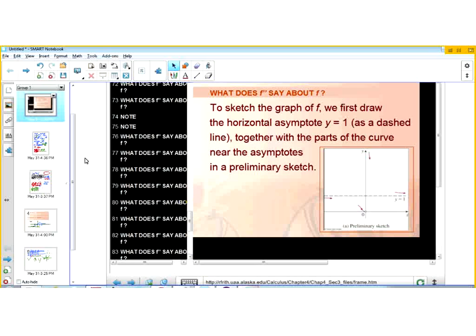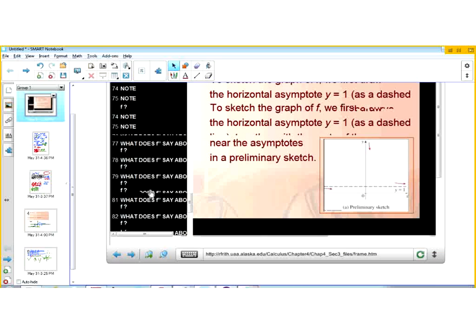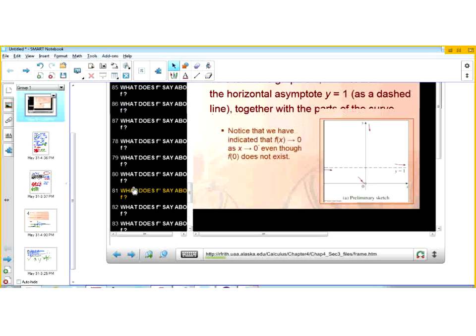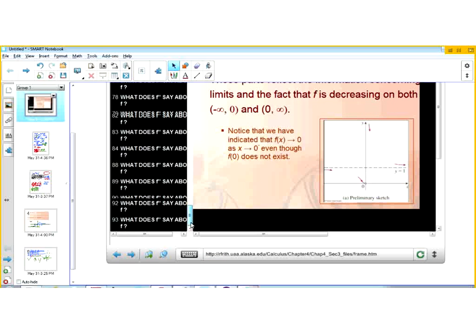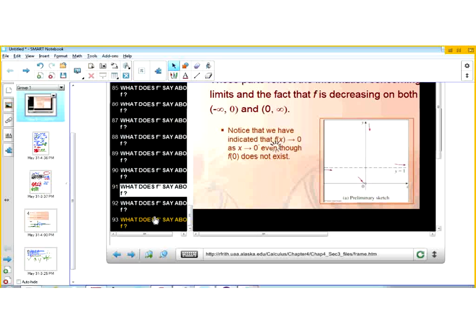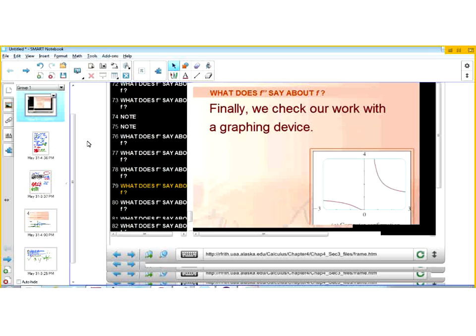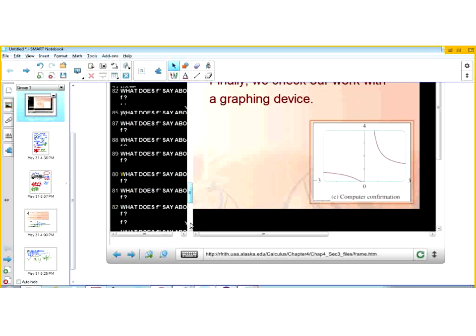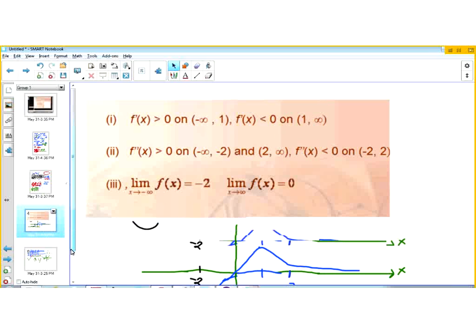Okay, slide 90. Yep, so there are the limits, so we came to that conclusion. Slide 91. Okay, and so forth. Let's go to the end. So there's the sketch. And then they check their work with the graphing device, and we know how to do that. Okay, so that is it for this. Let me go back to our work with this function.